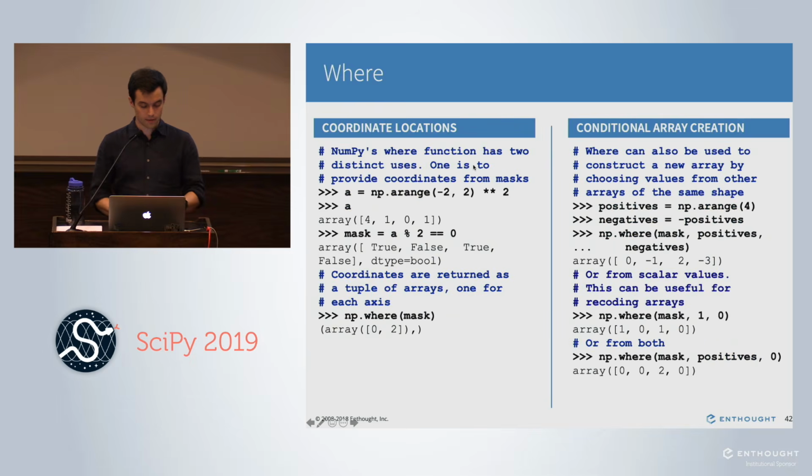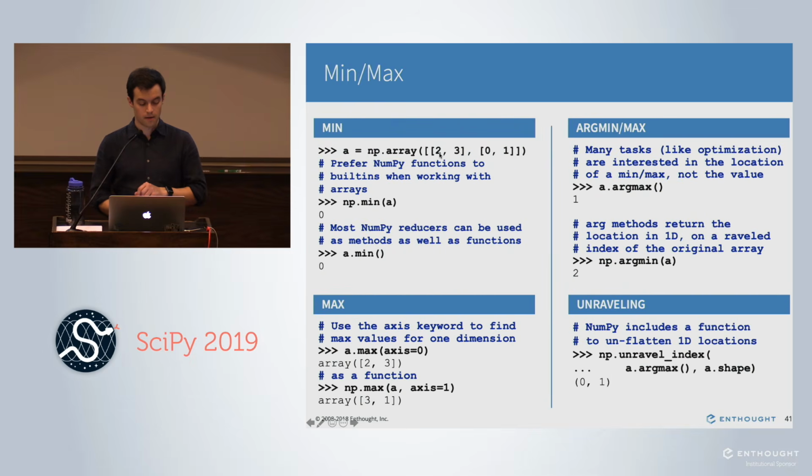Here we have a two-dimensional array, and computing the min of the array, either as a function or as a method, just like max, will give us the minimum for the entire array, just like sum. If you do use an axis, just like sum, it will collapse over a given dimension. So this will give us the max of each column. In this case, it will give us the max of each row.